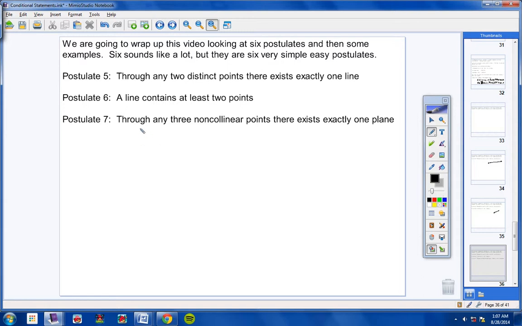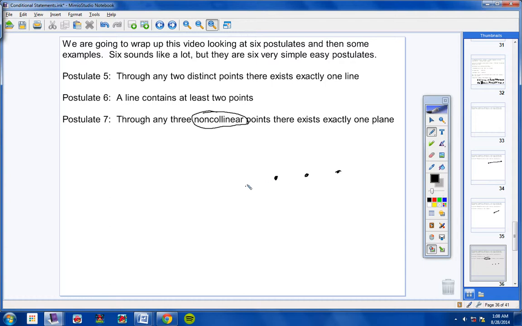Write this down. Through any 3 non-collinear points, there exists exactly one plane. Now the 3 points, let me read that again. Through any 3, keyword here, non-collinear points, there exists exactly one plane. Now if you have 3 points that are in a straight line like this, well, then you could have a lot of different things.